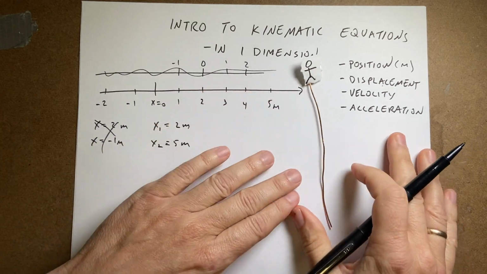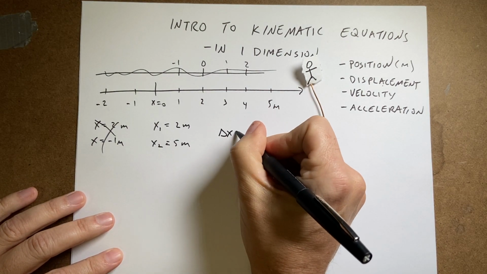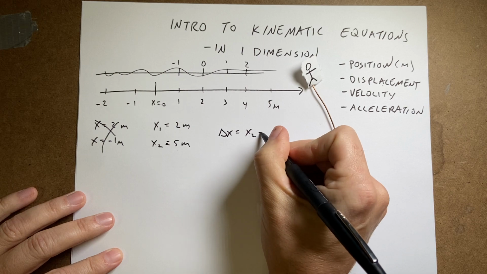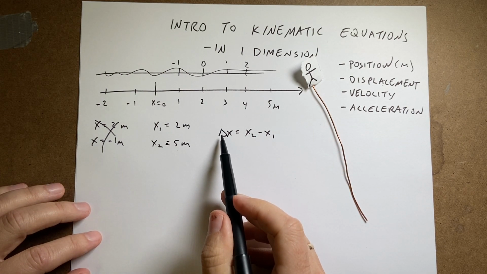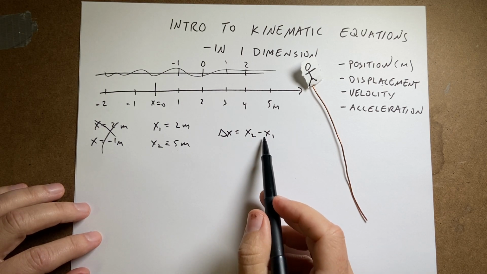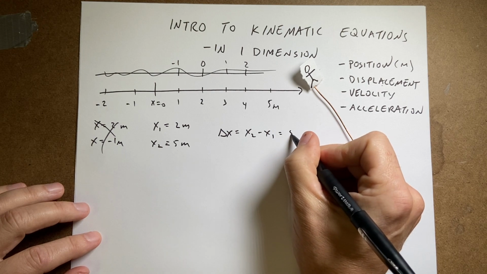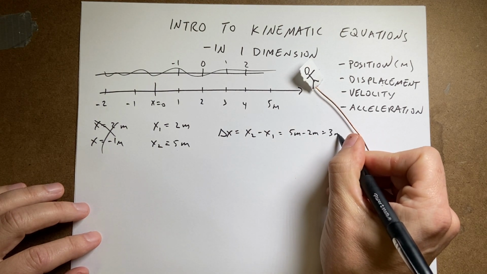How far did the person move? That's what we call displacement. And we'll represent this with delta x. And it's going to be x2 minus x1. In physics, we use the Greek letter delta to represent change in. So it really means the change in x. So it's the final x minus the initial x. So in this case, that would be 5 meters minus 2 meters equals 3 meters.